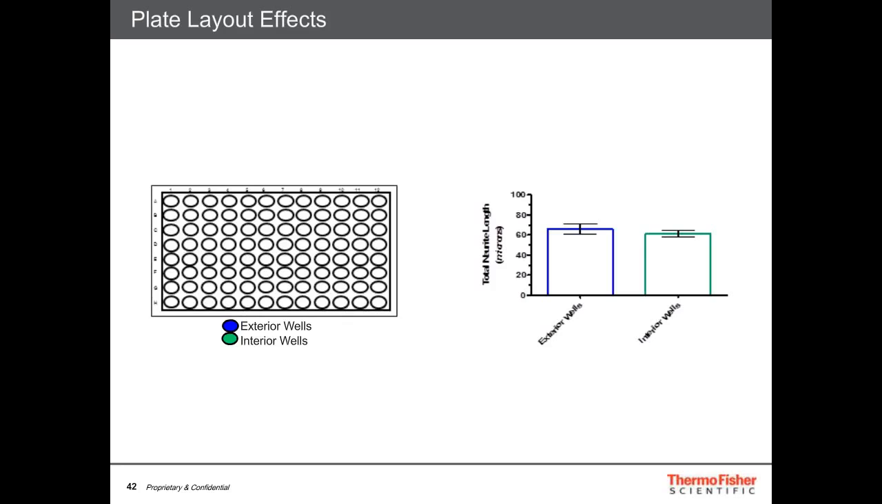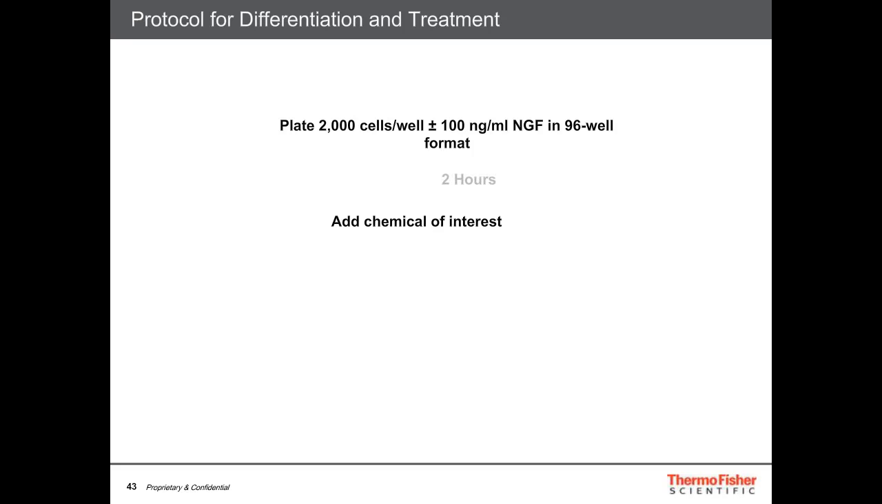And then finally, we wanted to evaluate whether we were seeing any plate layout effects. In other words, were cells seated on the exterior wells of our plate any different than the biology occurring in the interior wells? When I say interior wells, I'm talking about rows B through G and columns 2 through 11. You can see that when we treat the cells in the same conditions, the exterior wells versus the interior, there's no difference in the neurite outgrowth length. So we felt comfortable using the entire plate for our 96-well screen.